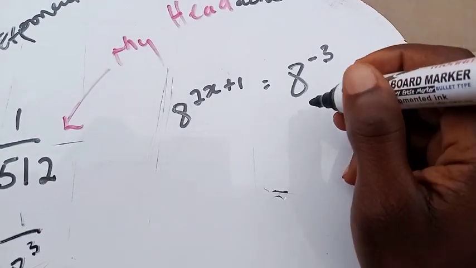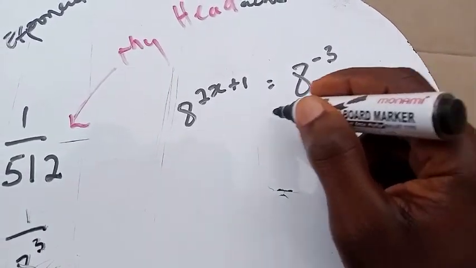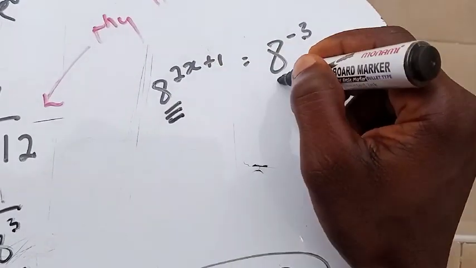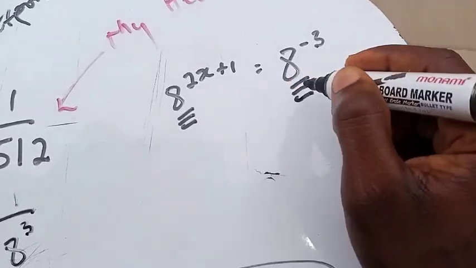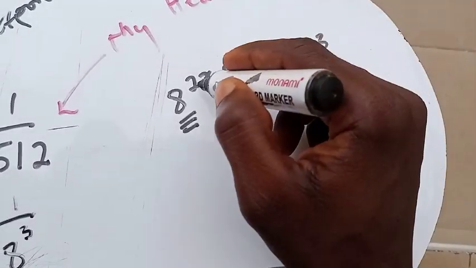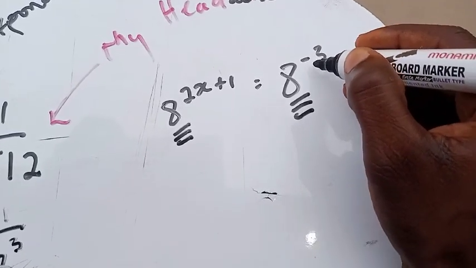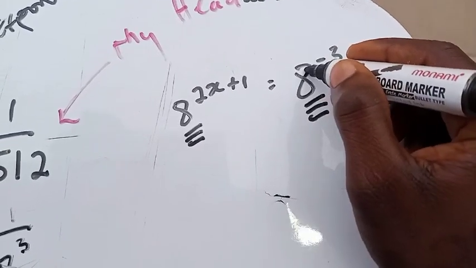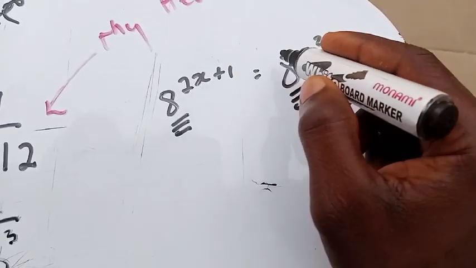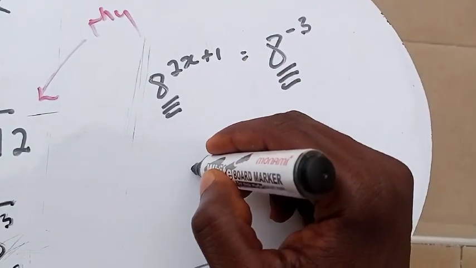Okay, now this is where we are heading towards. So once you are able to find this, you can see that there's an 8 here, there's another 8 here. So the same person is carrying whatever. Maybe on day 1 you carry 2x plus 1, on day 2 you carry negative 3. So meaning that we are the same person. If that happens, we are going to equate the exponent. So we have what?